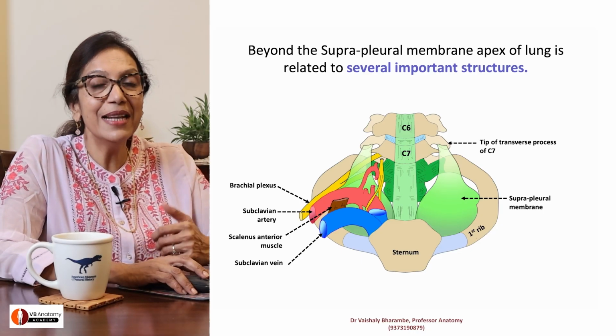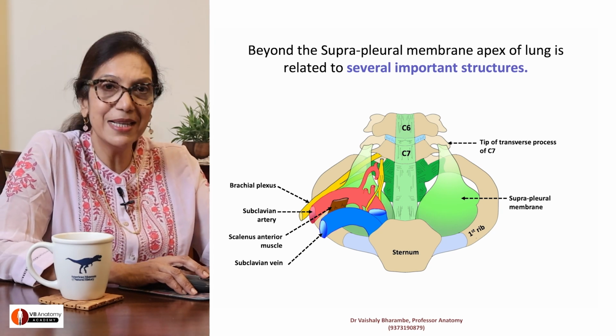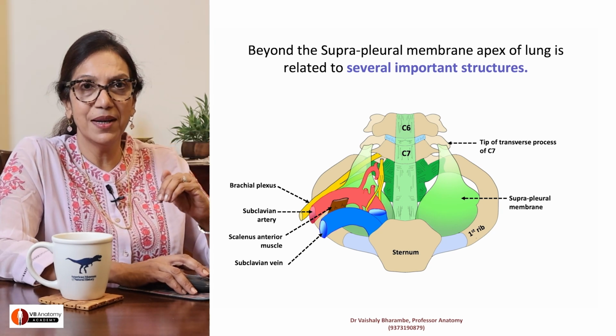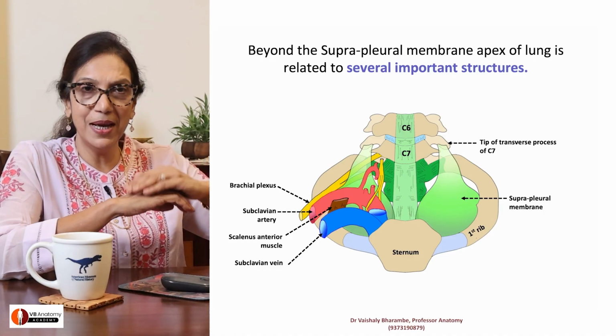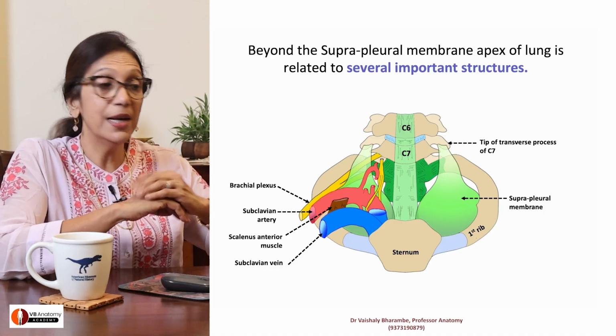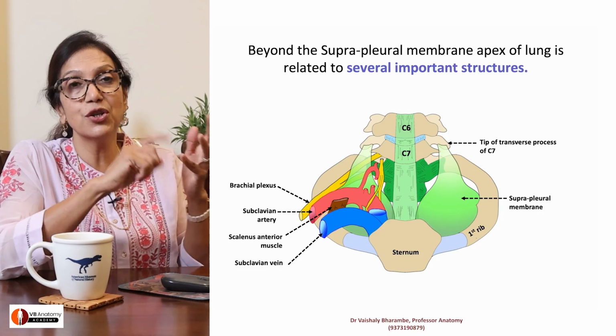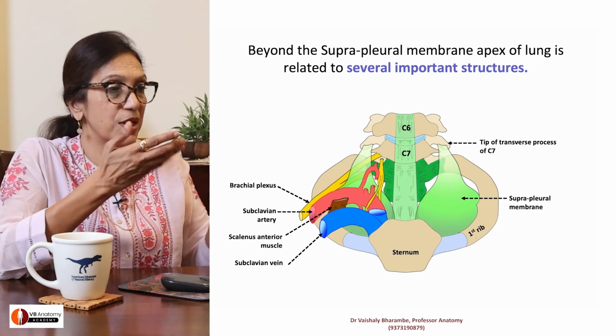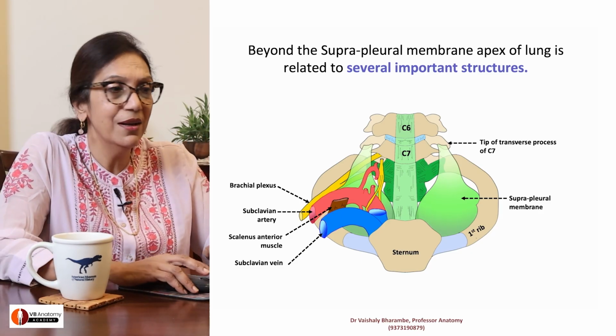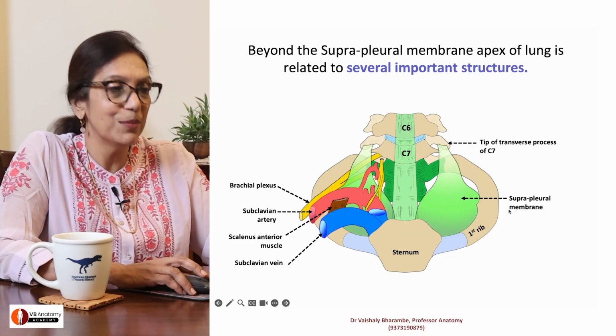Right. So you should be able to imagine at this point the apex of lung covered by cervical pleura, covered by suprapleural membrane, related to these very important structures like subclavian vein, artery, and brachial plexus. Okay, why are we discussing all this? We'll come to it.